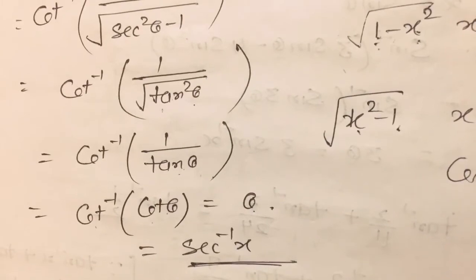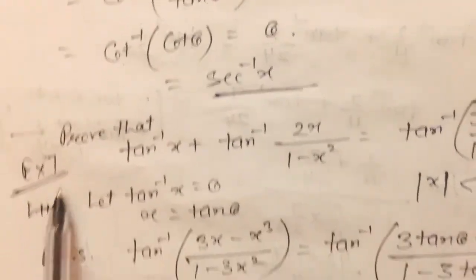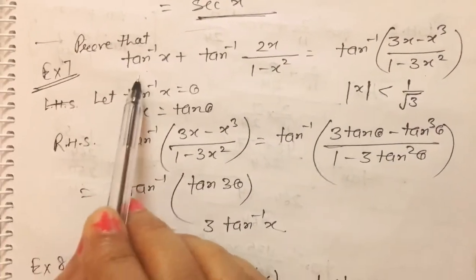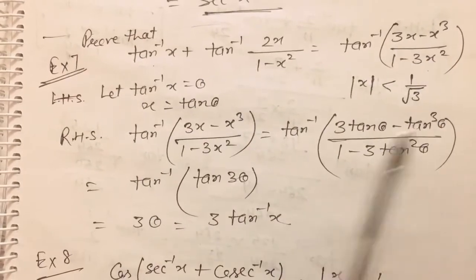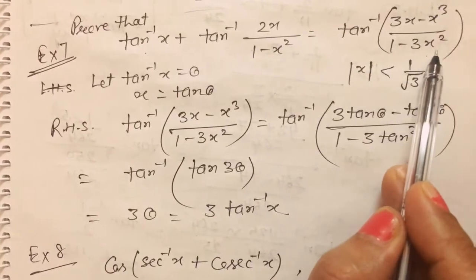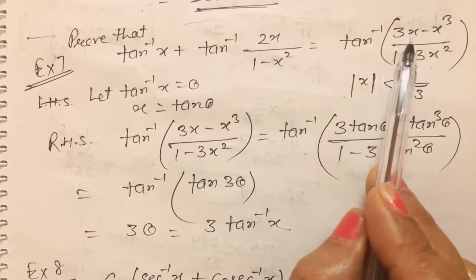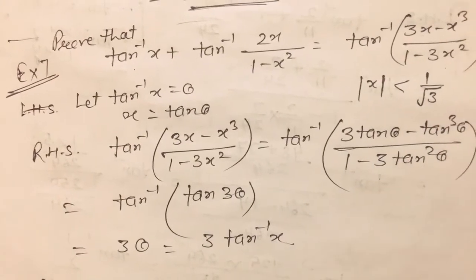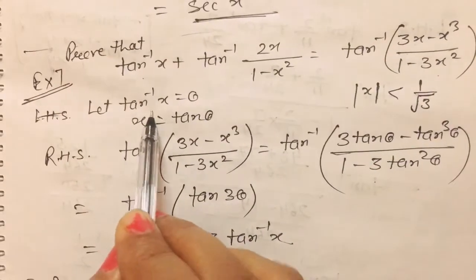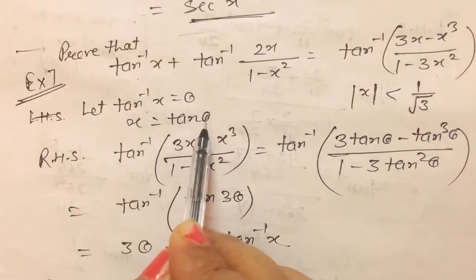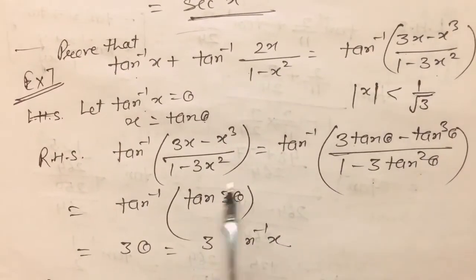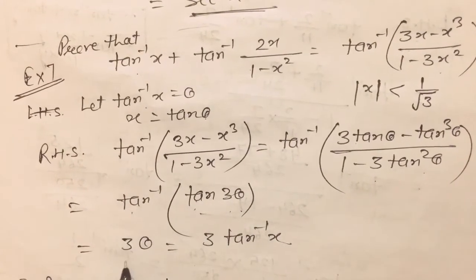Okay, now come to example number 7. Prove that this is equal to this. In this example, we read about one formula, 3 tangent theta minus tangent cube theta upon 1 minus 3 tangent square theta. So if we put tangent theta in place of x, then we will get the same formula. What we have to prove is that this is equal to this. So take tangent inverse x as theta, then x is equal to tangent theta, and we will put it in the right hand side. In place of x you will put tangent theta, it will be tangent 3 theta, so cancel, it will be 3 theta.